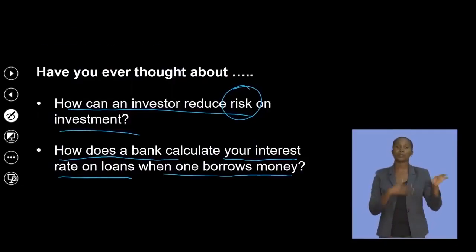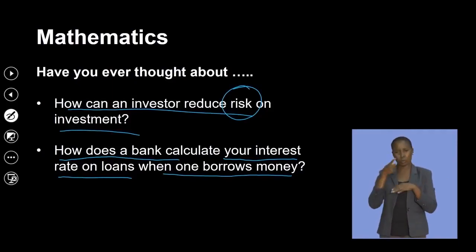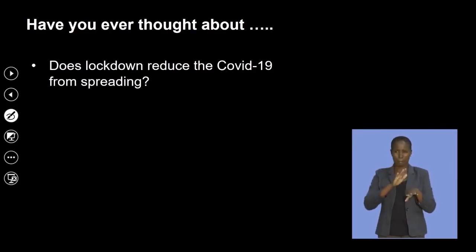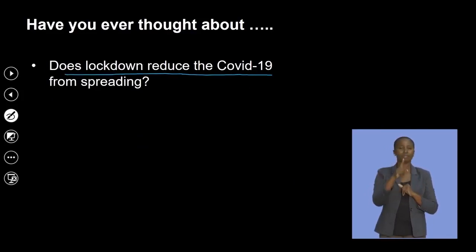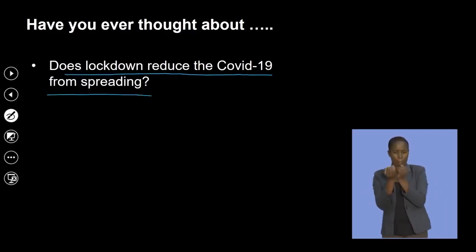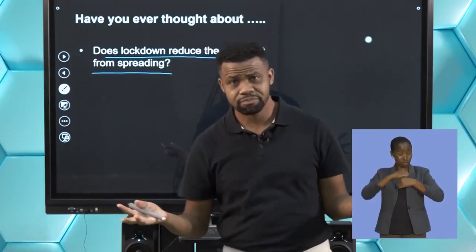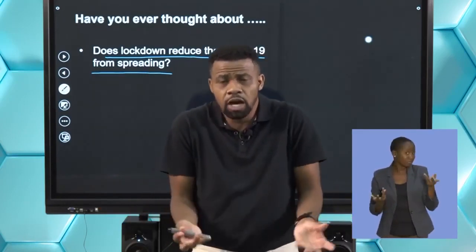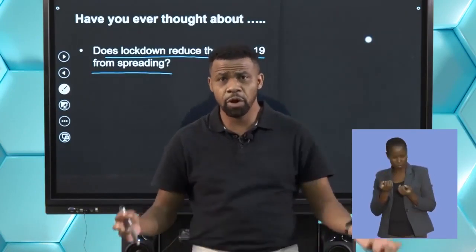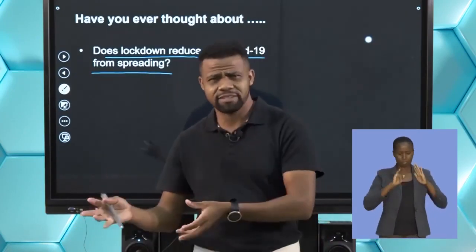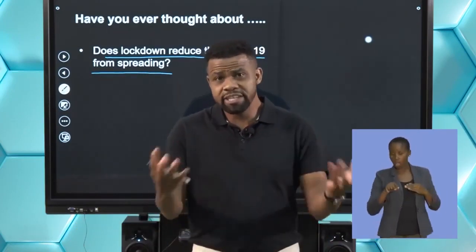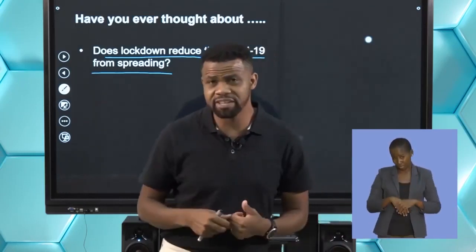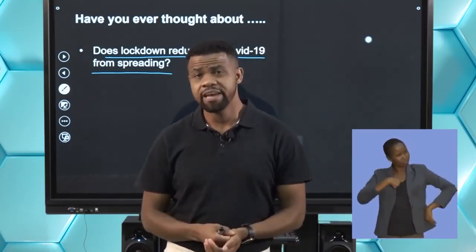Now, let's look at more questions to think about. Does lockdown reduce the COVID-19 from spreading? Okay. What is a lockdown? By a hard lockdown, I mean no movement, you have to be at home unless you go and buy essential service. And lockdown gets eased also, but do you think, personally, does lockdown reduce it?